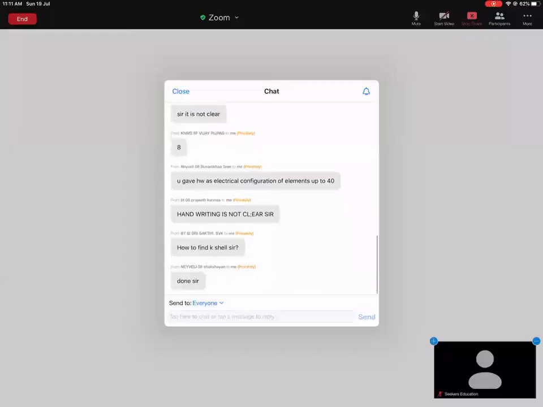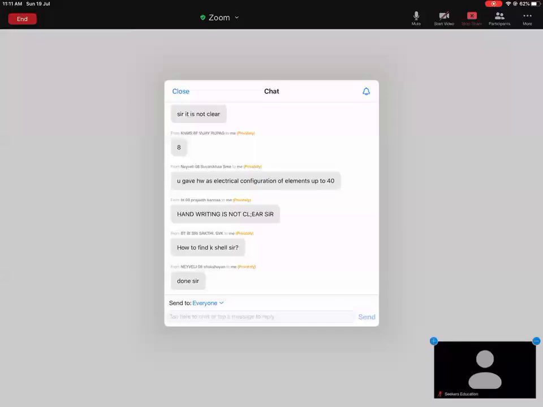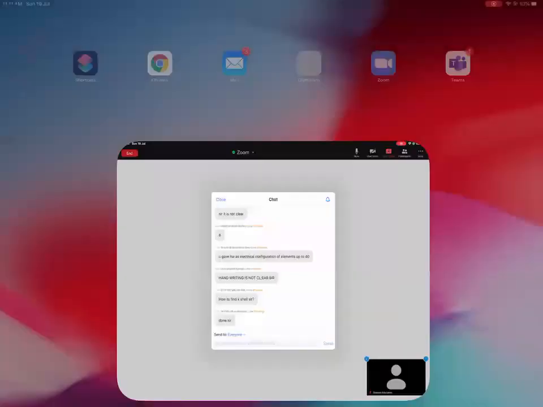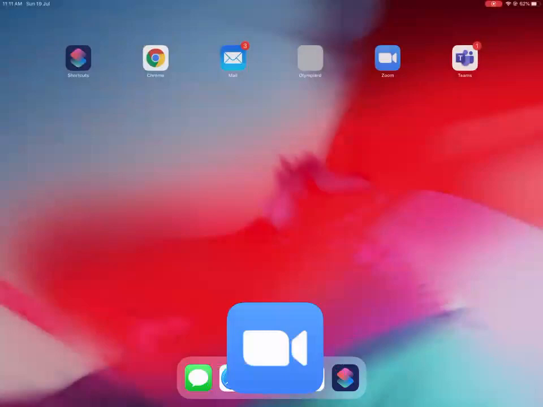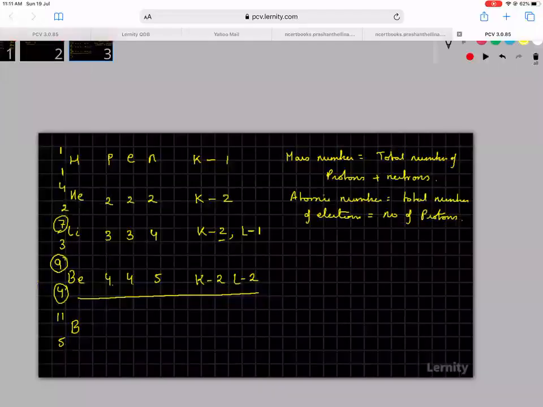Okay, how to find the K shell? What part is not giving? You were given homework as elements up to 40. I know, but I am not sure if you will write, because there are students who are also asking me how to find the K shell. What do you mean by K shell? K shell is the first shell. In the first shell, how many electrons can go? 2 electrons can go. Boron has 5 electrons.